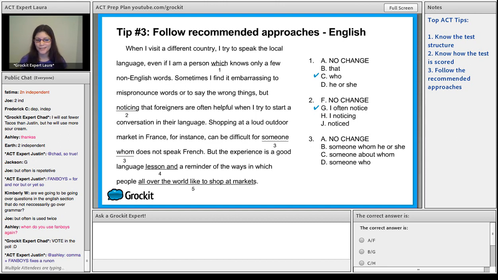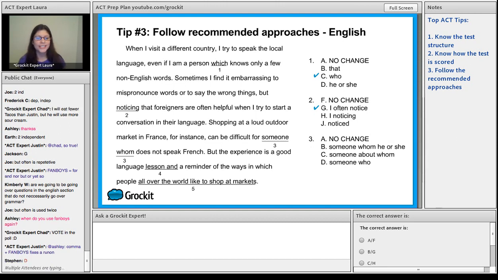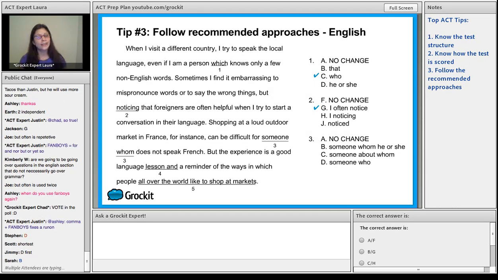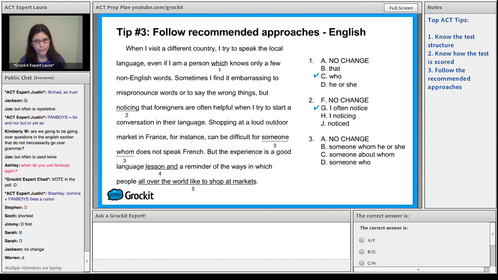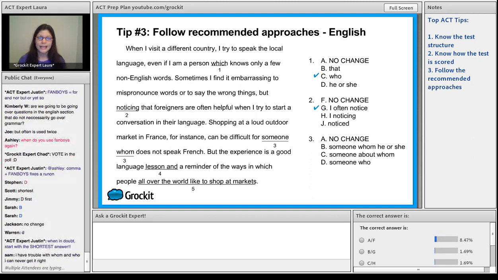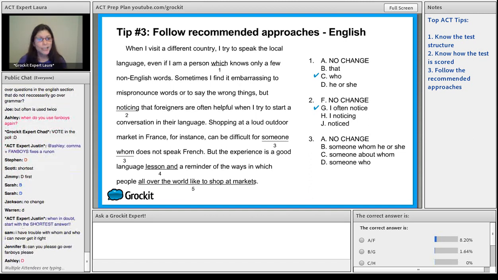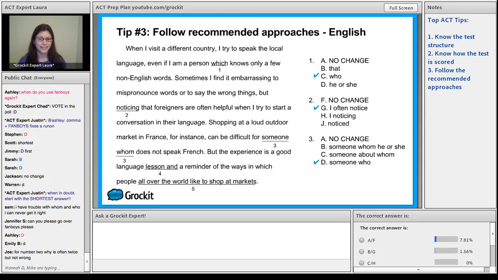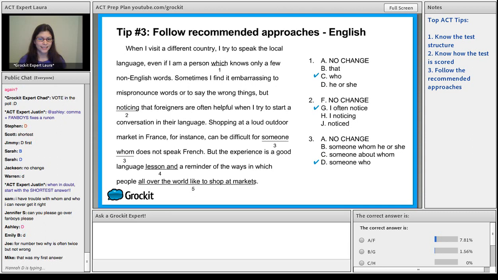Steven says D. What do we think? Yeah, go to the shortest one first. And if it's correct, if it fixes the error, then you're done. You can check the other ones if you really, really want to. But if you found something that works, then keep it. So the correct answer is answer choice D.